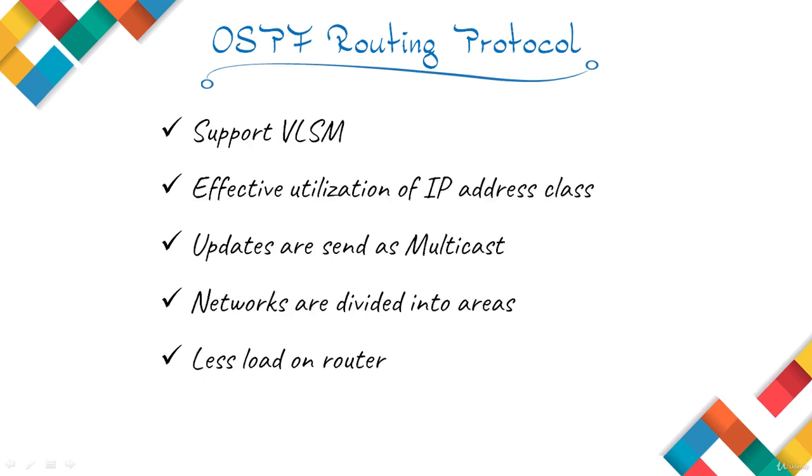Another advantage is that OSPF supports VLSM, that is, variable length subnet mask. We can custom subnet an IP address, and that subnet alone can be advertised to its neighbors. Whereas in RIP, the whole default class is advertised to its neighbors. So with OSPF, we have better organization and utilization of IP addresses.